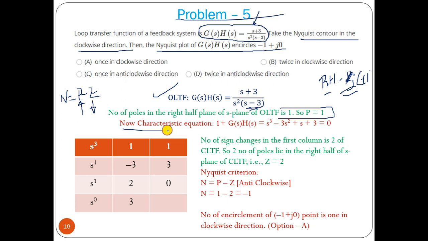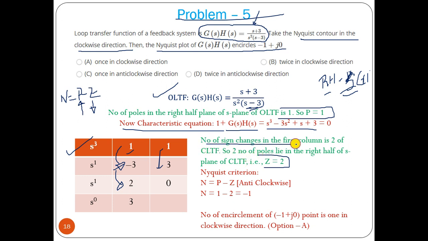So we can find the characteristic equation, that is 1 plus G(s)H(s) equal to 0. If you find 1 plus G(s)H(s), this is the equation. Now from that you can apply the Routh stability criterion. We can form the Routh table: 1, -3, 1, 3, then -3, and so on. Here we can see there are two sign changes in the first column. So z equal to 2.